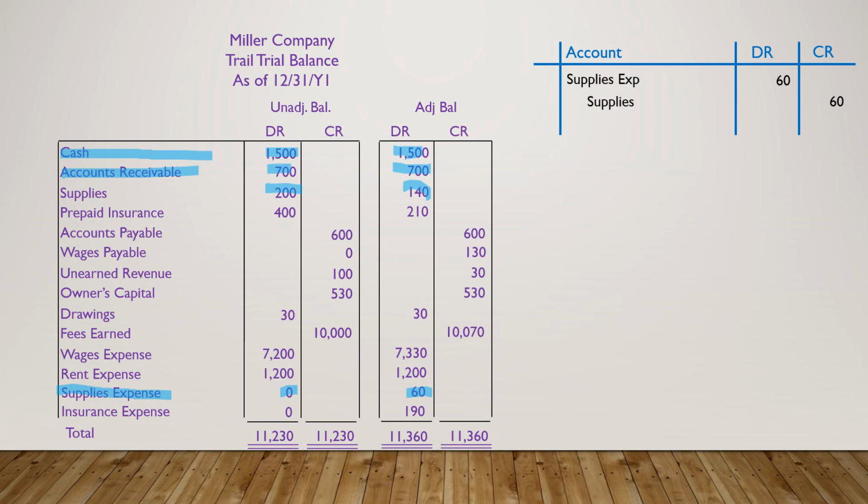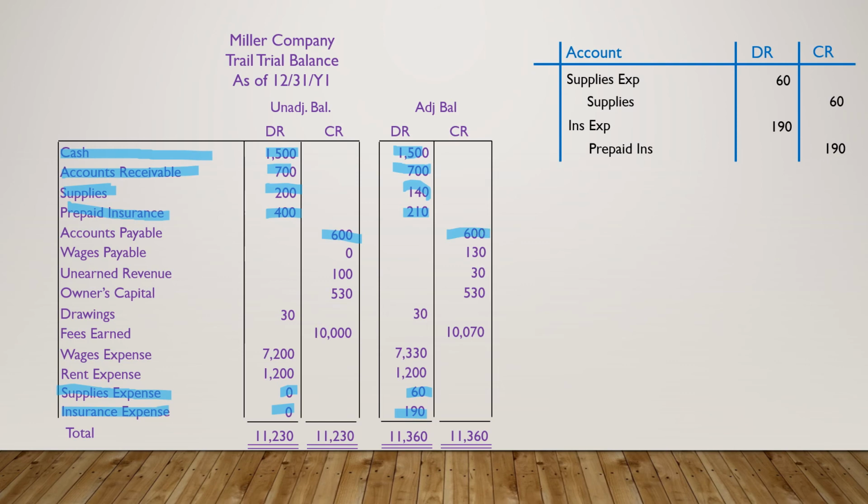We see a similar effect in prepaid insurance. Prepaid insurance went from a $400 debit to a $210 debit, meaning it must have been credited for $190. When we credit prepaid insurance, we do so because we've consumed a portion of this asset, which means the corresponding debit for $190 must have gone to insurance expense. Again, if you look at the insurance expense account, you'll see that it went from 0 to 190, corroborating our entry. Accounts payable is fine, no change here.